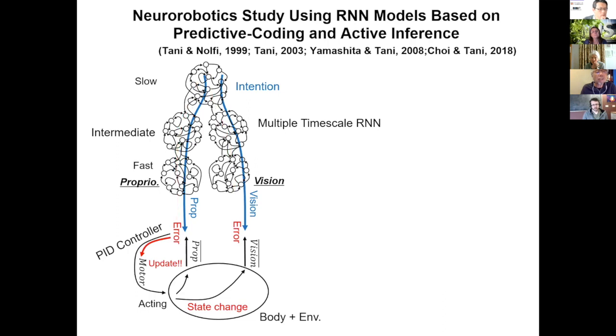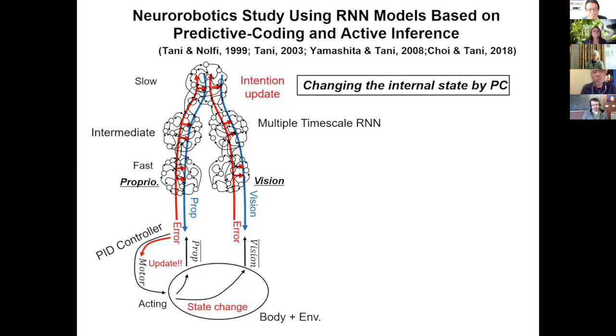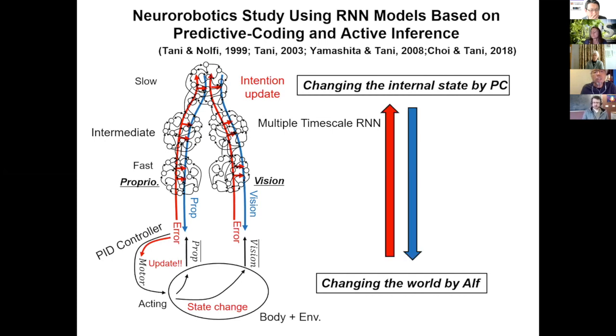The error also goes further up, bottom-up, in both channels to the associative cortex, and tries to change the intention to minimize the prediction error. So one is changing the internal state by predictive coding, and the other is changing the world by active inference. These two things occur simultaneously through the bottom-up, top-down interaction.